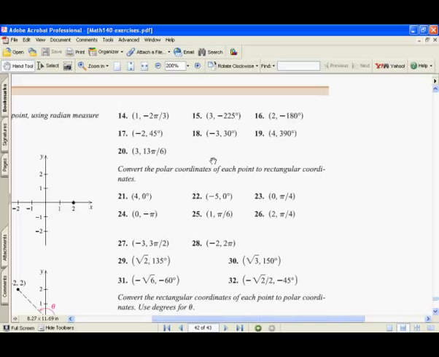Any questions? Now let's look at page 638, problem 22. We convert this polar coordinates to the rectangular coordinates. So the polar coordinates are -5 and 0 degrees.